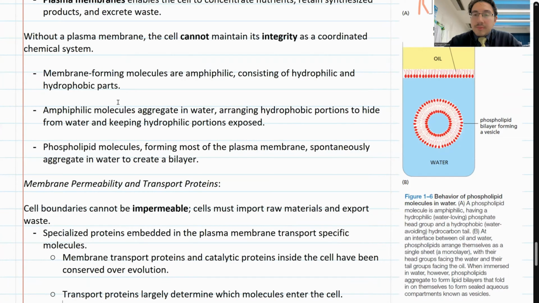And plasma membranes are pretty much referred to as being amphiphilic, consisting of hydrophilic and hydrophobic parts.